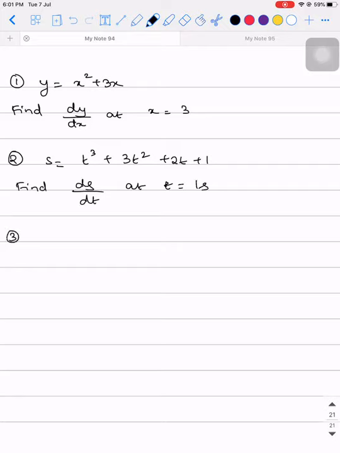Sir, 3x will be 3 when we differentiate, no, sir? The derivative is 2x plus 3. Yes, 3x will be 3 when we differentiate.